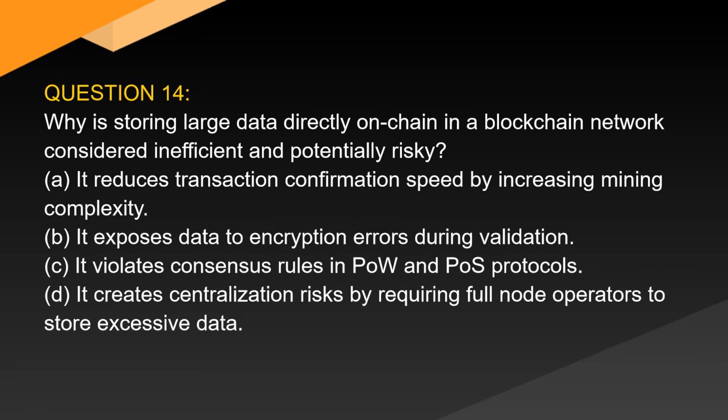Question 14. Why is storing large data directly on-chain in a blockchain network considered inefficient and potentially risky? A. It reduces transaction confirmation speed by increasing mining complexity. B. It exposes data to encryption errors during validation. C. It violates consensus rules in PoW and PoS protocols. D. It creates centralization risks by requiring full node operators to store excessive data.